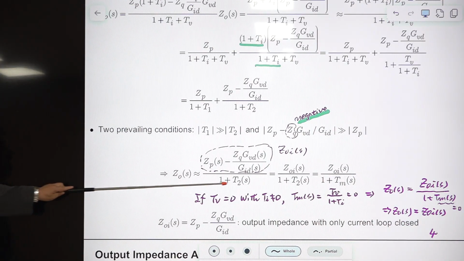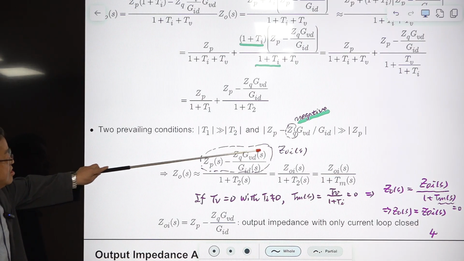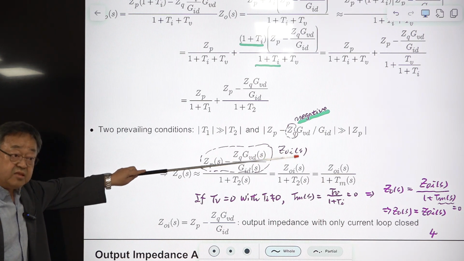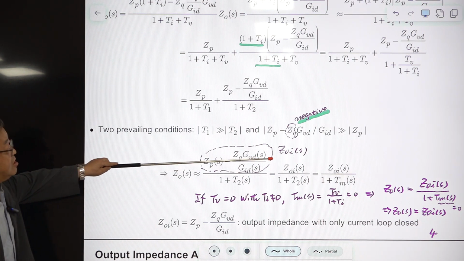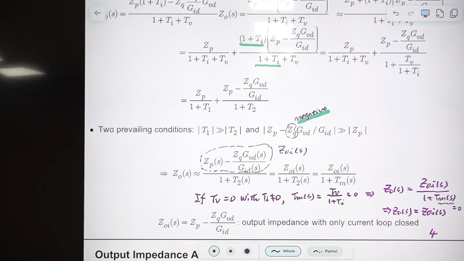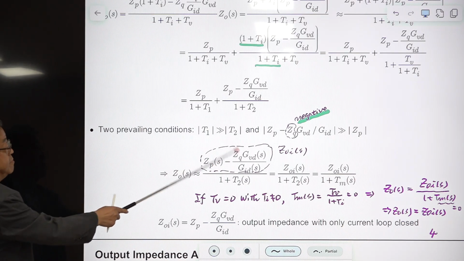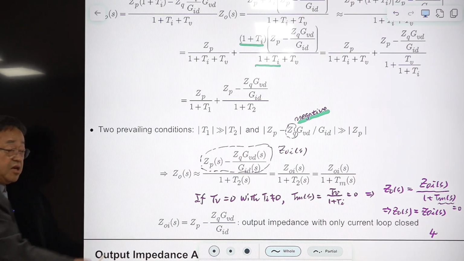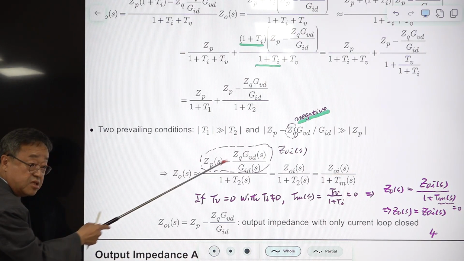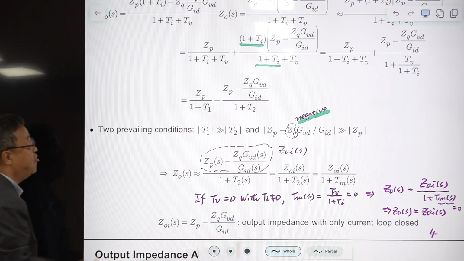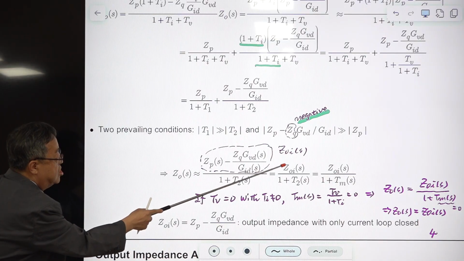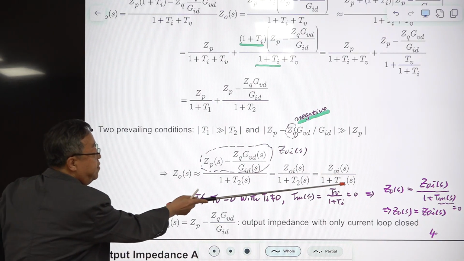This is the output impedance expression, and this whole thing is denoted as GOIS. Later on, you will see this is the output impedance of this converter with only the current loop closed. There are 4 transfer functions, but this can be easily calculated because they have the same denominator. So the denominator will be cancelled easily, and this can be easily simplified. Anyway, this is denoted as GOIS. GOIS is this one.